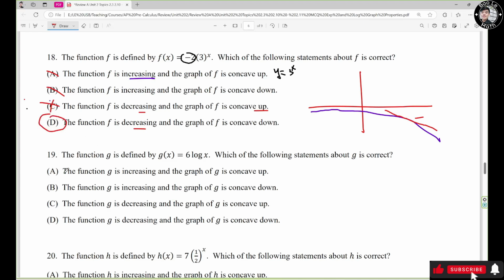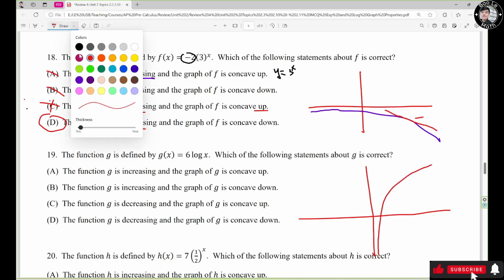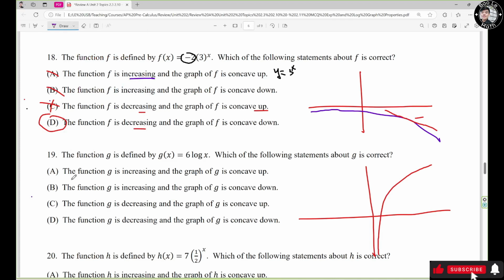Now, number 19, the function g is defined by g of s equals 6 log s, right? So we need to get this one, right? We know that the log function is going to be something like this, right? Now, answer choice A. The function g is increasing, right? We just draw the tangent line, and you see that the tangent line has the positive slope. So the function is increasing, right?